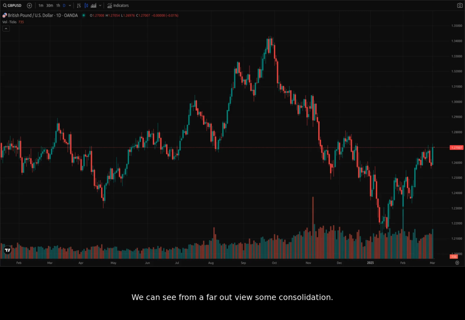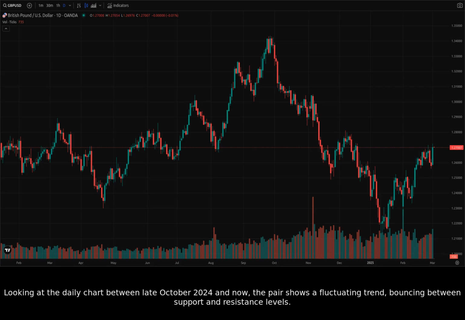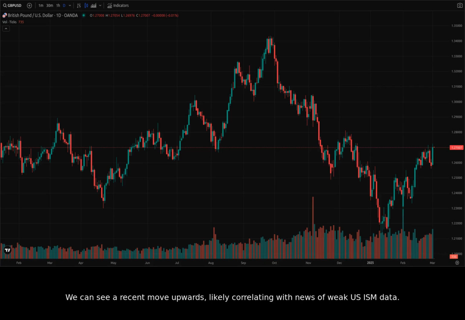We can see from a far-out view some consolidation. Now let's narrow in on a particular range of candles to see what happened more recently. Looking at the daily chart between late October 2024 and now, the pair shows a fluctuating trend, bouncing between support and resistance levels. We can see a recent move upwards, likely correlating with news of weak US ISM data. Key resistance seems to be around 1.28, a level the pair tested in March before pulling back.